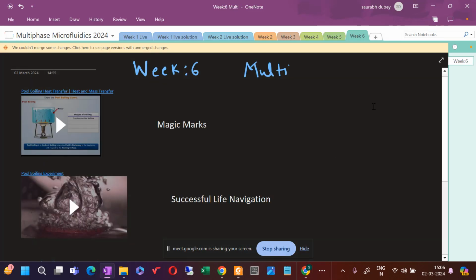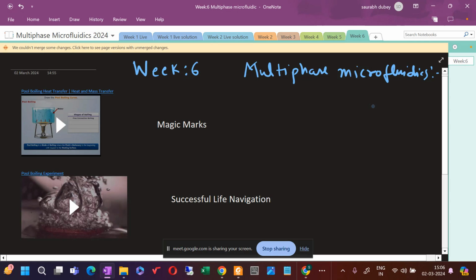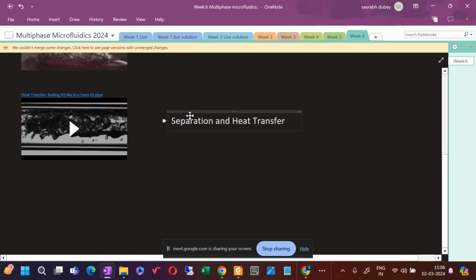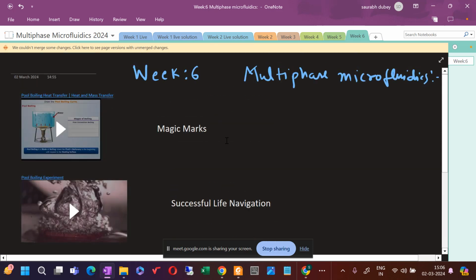So multiphase microfluidics. So far in the course, especially in week six, you are being taught about the mass transfer in the Taylor flow regimes and how this mass transfer in the Taylor flow regimes is being controlled or done efficiently.